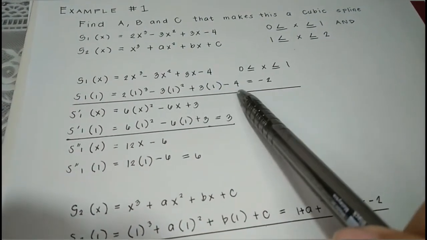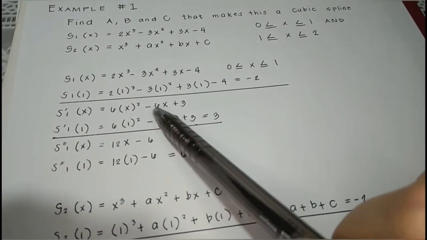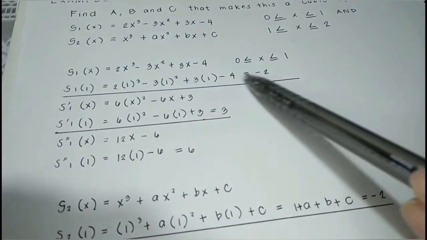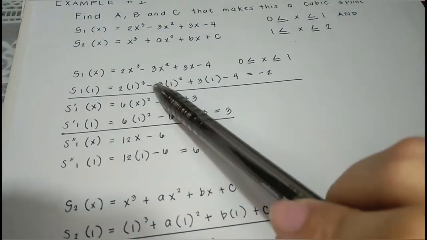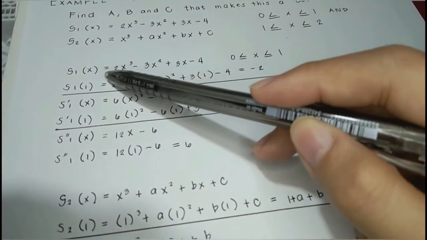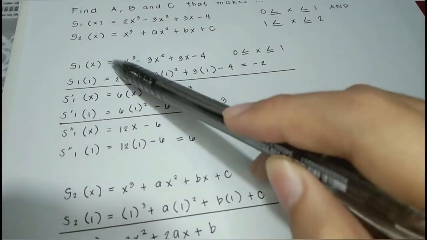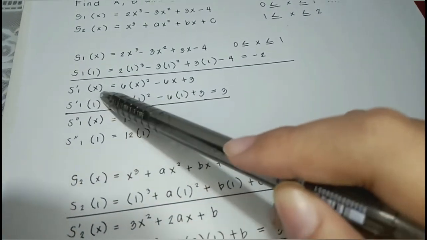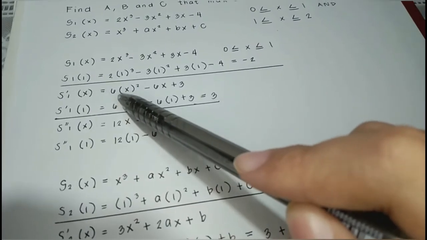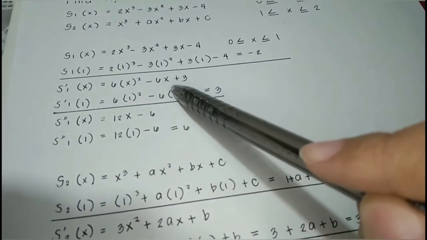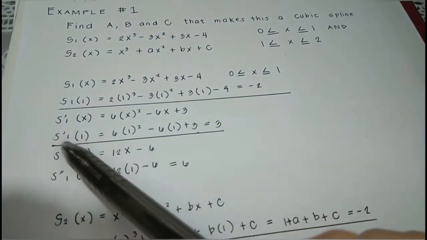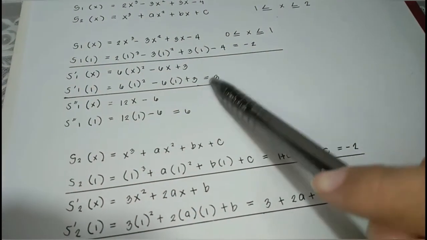So the answer is negative 2. Then after getting the value of this, you need to get the first derivative of this equation. So the first derivative of this equation is s prime of 1 is equal to 6x squared minus 6x plus 3. Then substitute the 1. So x is equal to 1 also. So it's equal to 3.